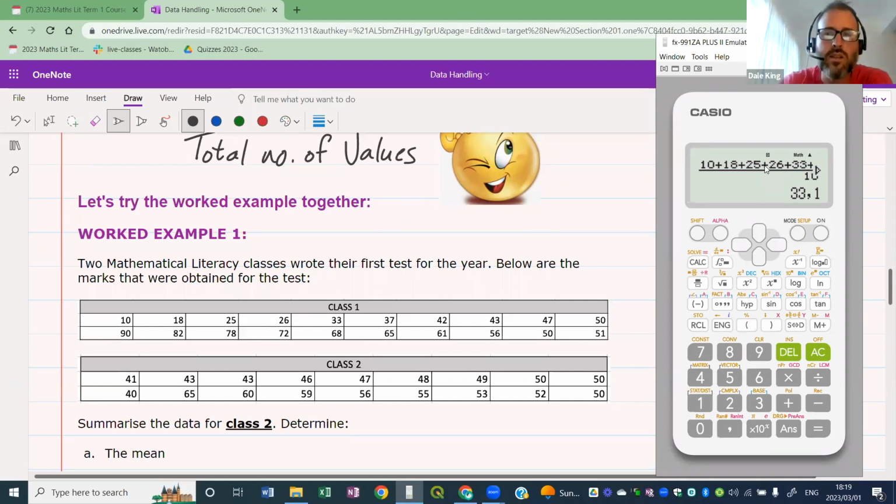Okay, so there's an example of how to calculate average. We sum all the numbers up and we divide by how many numbers there are. All right, and we get 33.1. Are there any questions so far? I'm sure everyone's good with calculating the average or the mean.